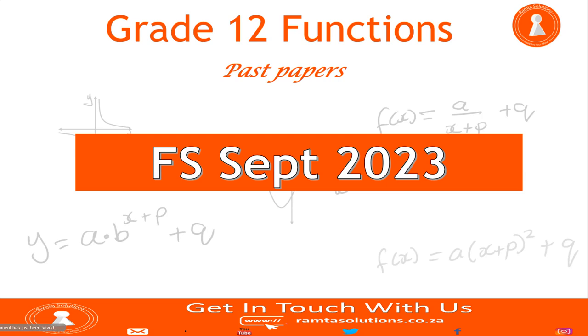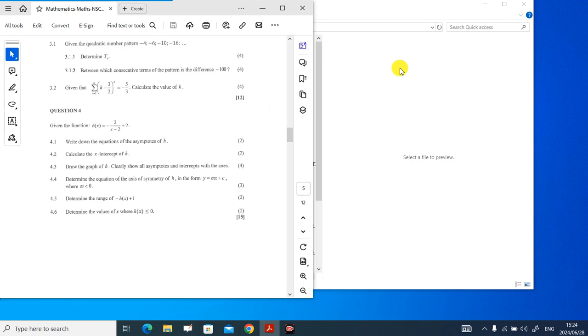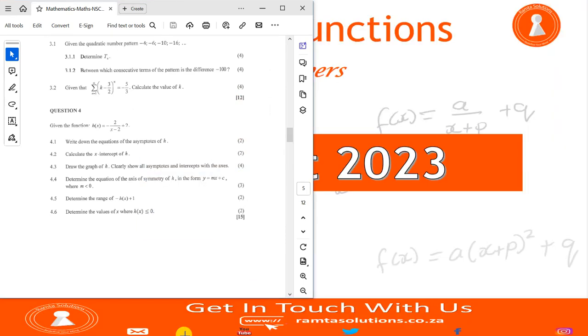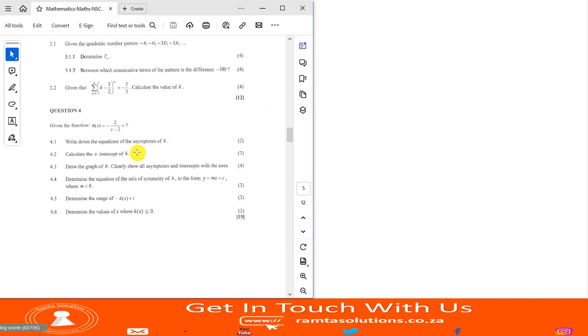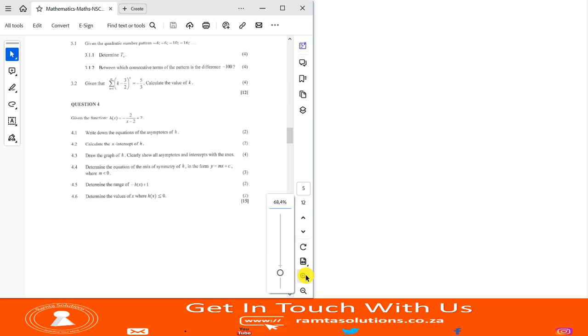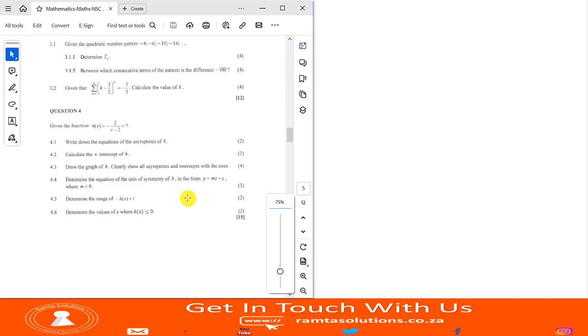Okay, so without any waste of time, let's open the paper. So I have pinned this. Let's open it. Perfect. So before I proceed, guys, if you are using a mobile device, please rotate your screen so you have optimized viewing.